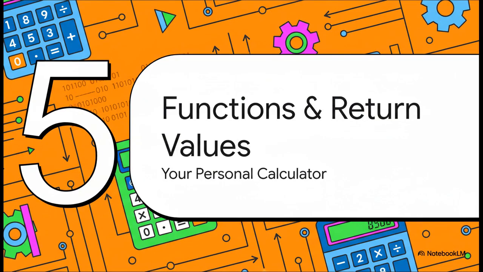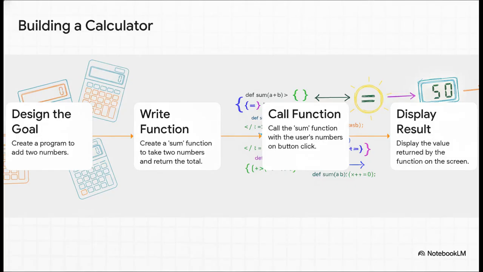To really get why functions are so cool, let's look at a totally new example. We're going to build a tiny little calculator that just adds 2 numbers. This is like the perfect job for a function. The whole process here is pretty simple. First, we design the calculator screen. Then we write a function whose only job in life is to take 2 numbers and figure out their sum. When the user hits the equals button, we'll call our function, and whatever number it hands back to us, we'll just pop it onto the screen as the answer.